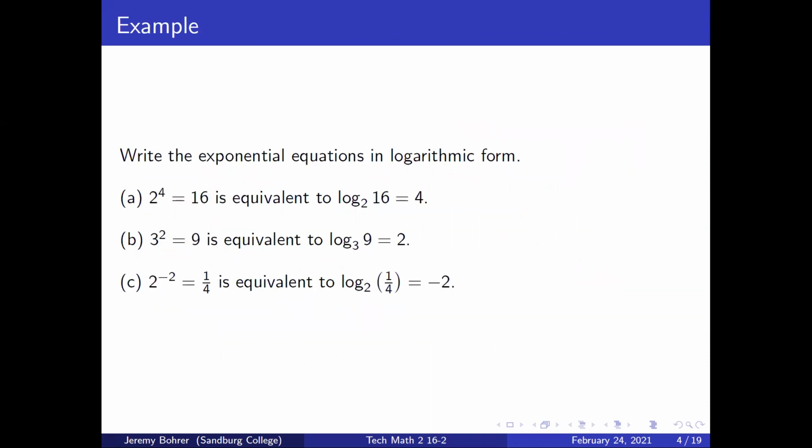Write the exponential equations in logarithmic form. A, 2 to the fourth equals 16 is equivalent to log base 2 of 16 equals 4. 3 squared equals 9 is equivalent to log base 3 of 9 equals 2. 2 to the negative 2 equals 1/4 is equivalent to log base 2 of 1/4 equals negative 2.